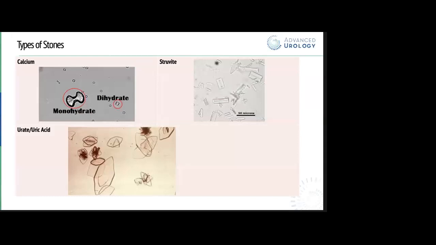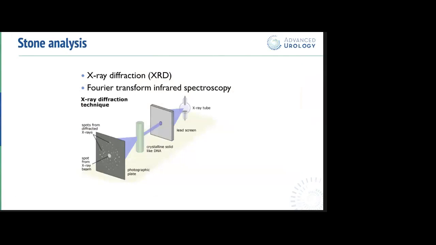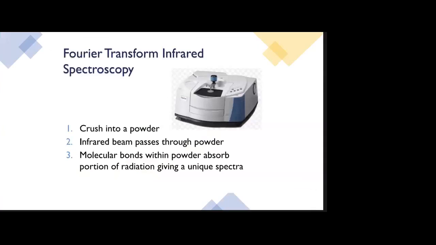Normally when you do analysis of stones, this is not how you're going to be doing the analysis. The best thing to do when it's collected is to send it for chemical analysis, and it's done via X-ray diffraction and then infrared spectroscopy. This allows you to detect multiple different minerals within one stone. The stone is crushed into a powder, the beam passes through the powder, and the different molecular bonds of the mineral content of the stone absorb a different portion of the radiation, so you have a unique spectrum. So it tells you the different chemical constituents of the stone.